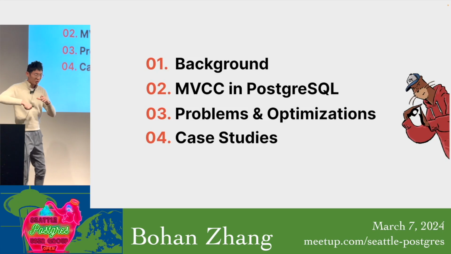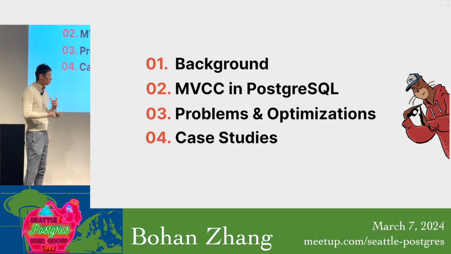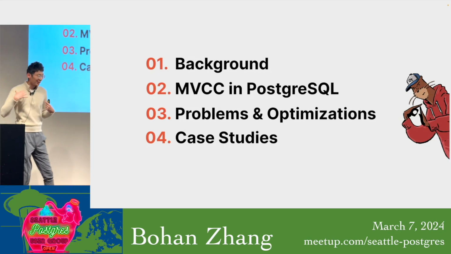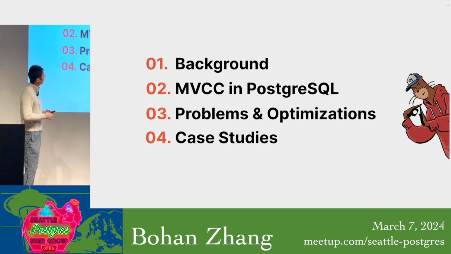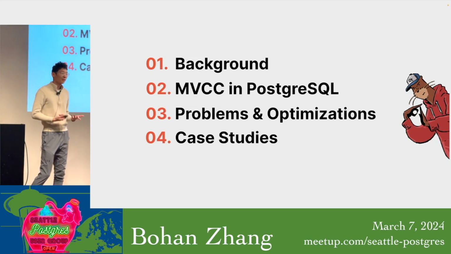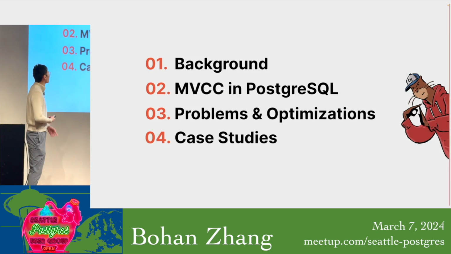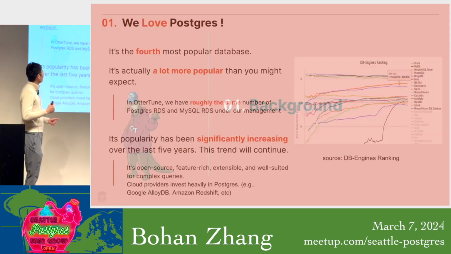I will first introduce the background of MVCC and how MVCC is implemented in Postgres. Third, I will discuss the problems caused by MVCC and optimizations for them. And lastly, I will talk about some case studies from our real-world customers, real-world examples from our customers. So, background.